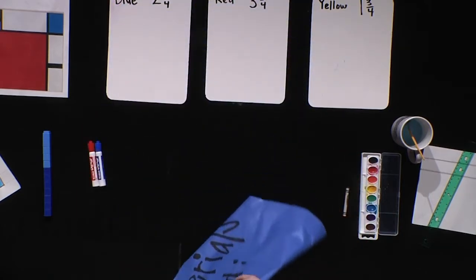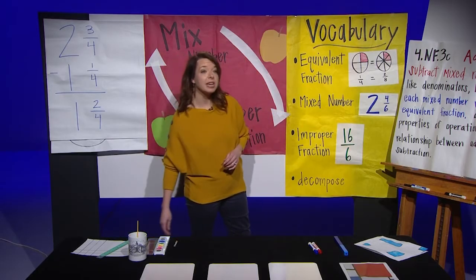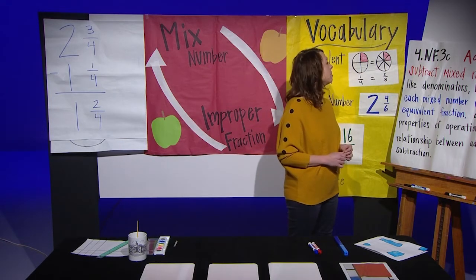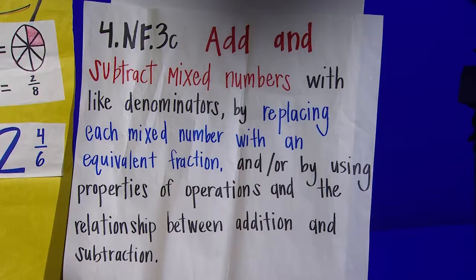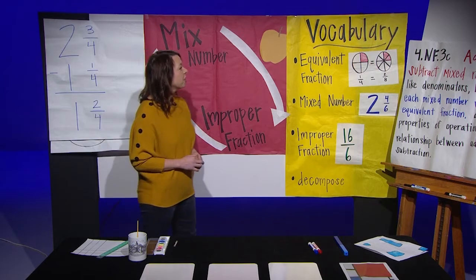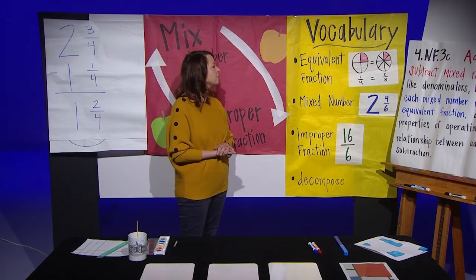I have the standard written right over here that I'm going to read to you that's got some really important words on what we're going to be doing with fractions today. So it's 4.NF.3.c, and it's add and subtract mixed numbers with like denominators by replacing each mixed number with an equivalent fraction and/or by using properties of operations and the relationship between addition and subtraction. So we've got a lot going on with us today with that standard. Now, there are some vocabulary words I want to make sure that you know.